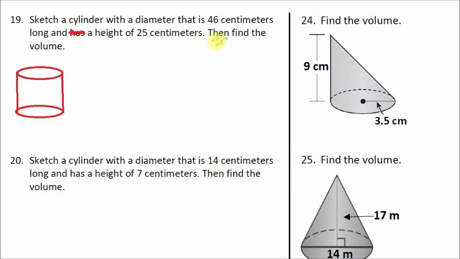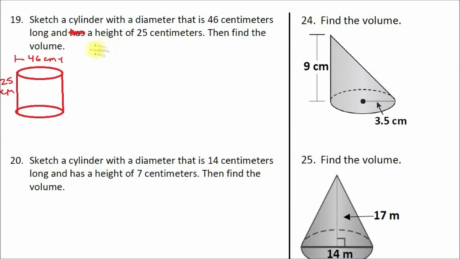And then let's label this. The diameter is going to be 46 centimeters. That's going to go from here to here. And then the height, I can put it on the edge here, is going to be 25 centimeters. All right, so let's go ahead and figure out the volume.